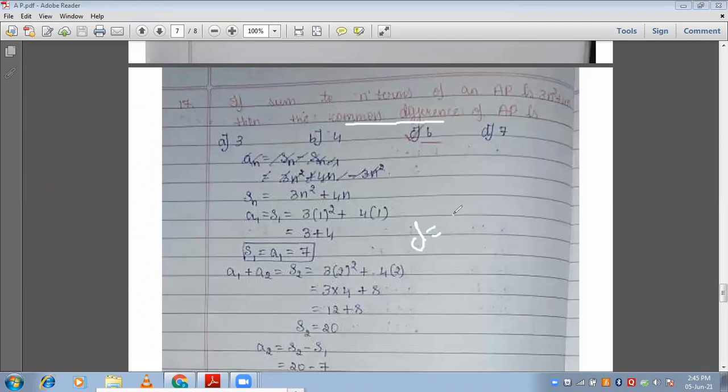If you need D, you need to find out A2 minus A1. That means we want the value of A2 and A1. Obviously we know A1 is equal to S1, which is equal to 3 into the value of n replaced as 1, put 1 whole square, plus 4 into the value of n, 1. 3 ones are 3 plus 4 ones are 4. 3 plus 4 is 7.